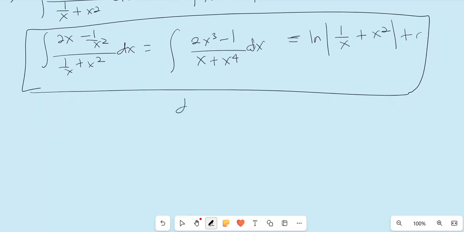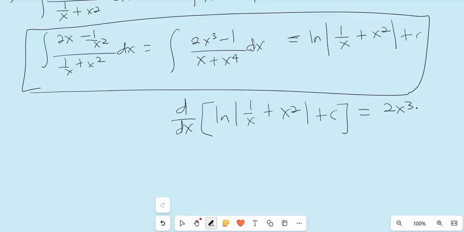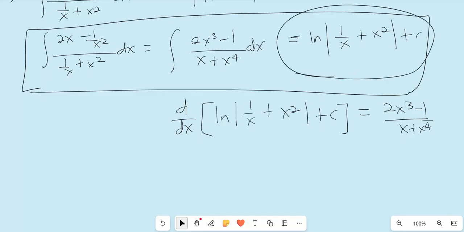So we can verify again: d/dx of the natural log of the absolute value of 1 over x plus x squared plus constant of integration should differentiate to this. Yeah, so this is our answer to the integral we are asked to integrate.